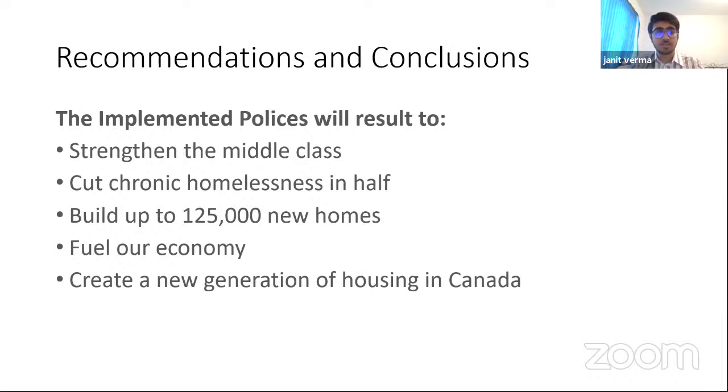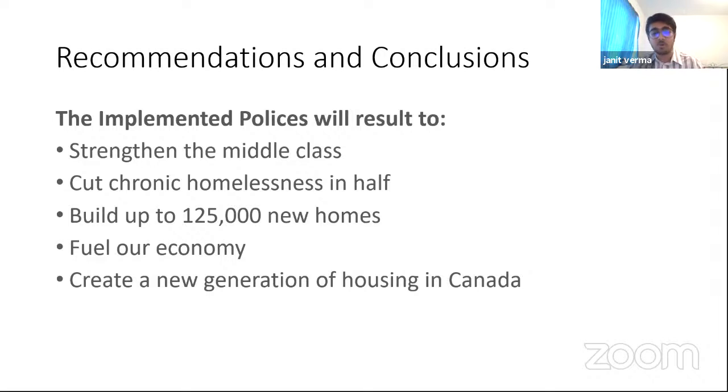So there are some recommendations and conclusions. First is to strengthen the middle class, as mentioned by Barbie, that there are some other initiatives taken by the government. One of them is a 1 billion investment in the market to develop houses to cut chronic homelessness in half. Homelessness is basically referred to as people who think they don't have any shelter or place to stay. That is also a huge problem in Canada. According to data, it is forecasted that nearly 20 to 25,000 people stay homeless in a day.